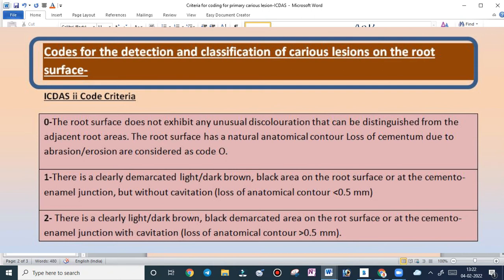Whereas for number 1, there is a clearly demarcated light, dark brown, or black area on the root surface or cemento-enamel junction, but without cavitation. The score 2 indicates there is a clearly demarcated light, dark brown, or black area on the root surface with cavitation and loss of anatomical contour that is greater than 0.5 mm.